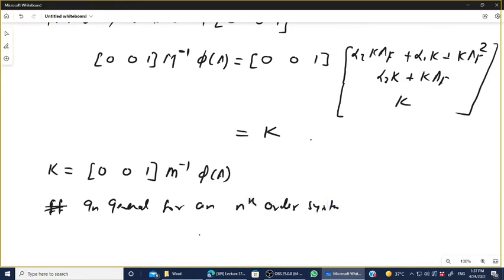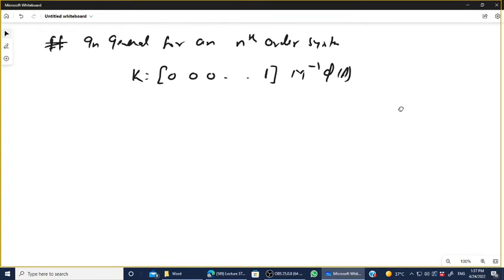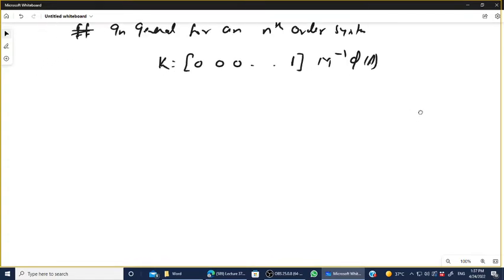For an Nth order system, k is nothing but 0 0 0 up to the last term, and the last term will be 1. Then find the M inverse and multiply with phi A, and it will give the k. Okay, so this is all about the derivation of the Ackermann formula for the controller design. Now it is time to verify with one example.